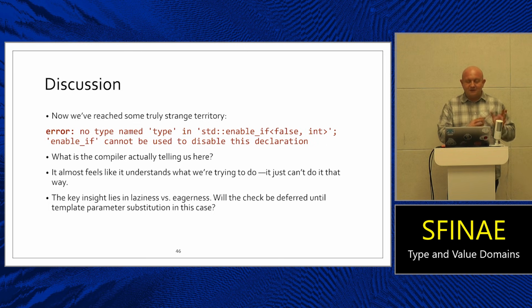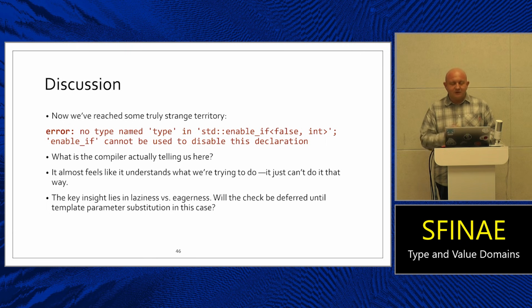It says something like, enable_if cannot be used to disable these declarations, which sounds almost ironic, as if the compiler completely understands what we are trying to do, but just refuses to cooperate. The reason is subtle but familiar.